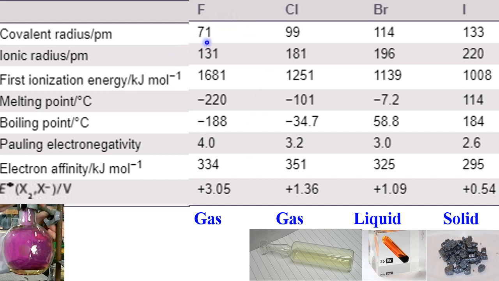Size of this atom dramatically increases from fluorine to chlorine to much larger bromine, even larger iodine. Same is true for negative ions: fluoride, chloride, bromide, and very large iodide. First, ionization energy drops down from fluorine to iodine.